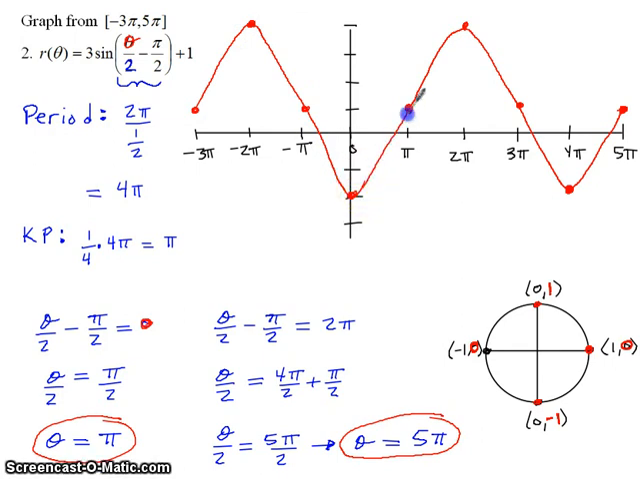So I didn't necessarily plug in points for you guys, but I did show you the essentials of what you would need.